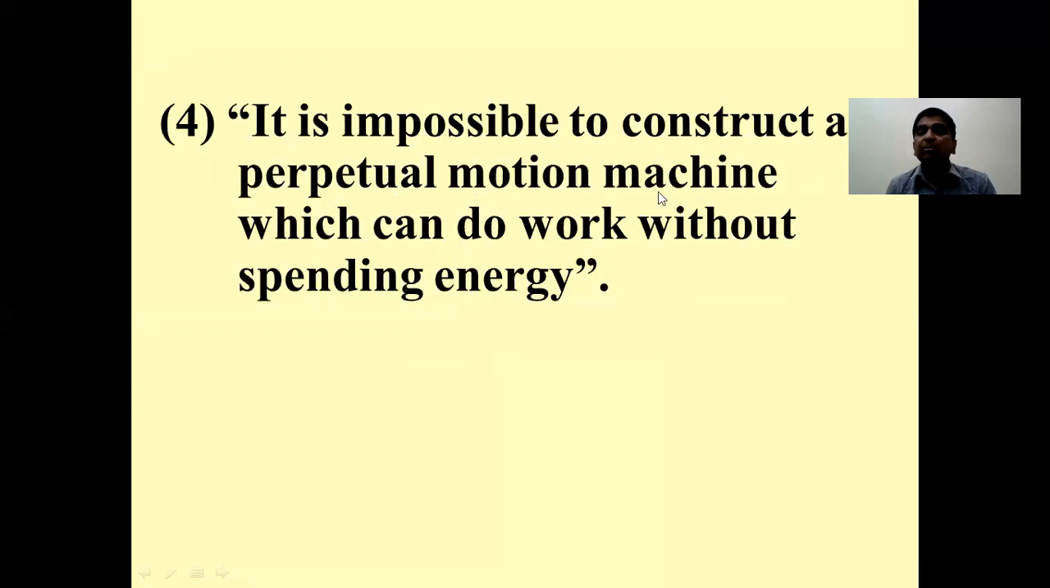What is this perpetual motion machine? A perpetual motion machine is a kind of machine which can do work without spending energy, without consuming energy. But in practice, there is no 100% perpetual motion machine. No machine can do work without consuming some energy. So this seems to be hypothetical here. That is, it is impossible to construct a perpetual motion machine which can do work without spending energy.